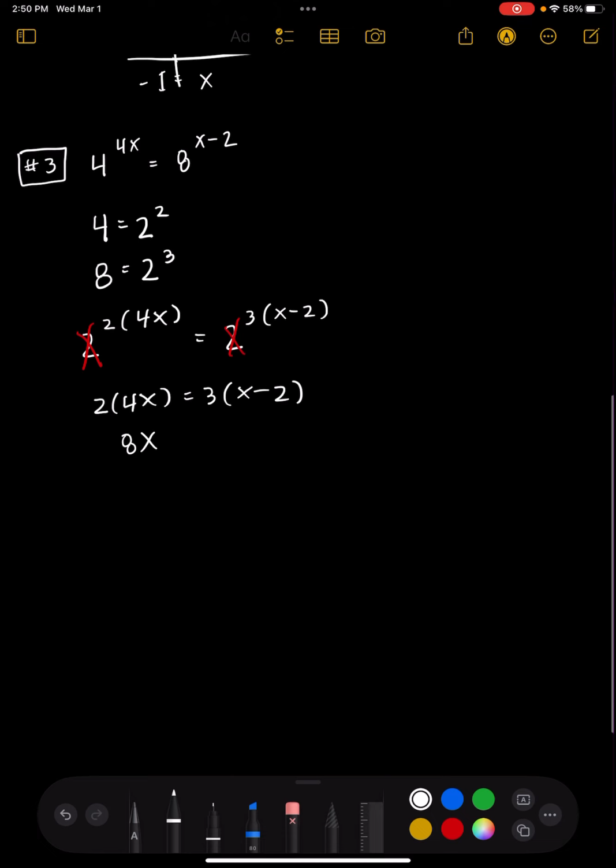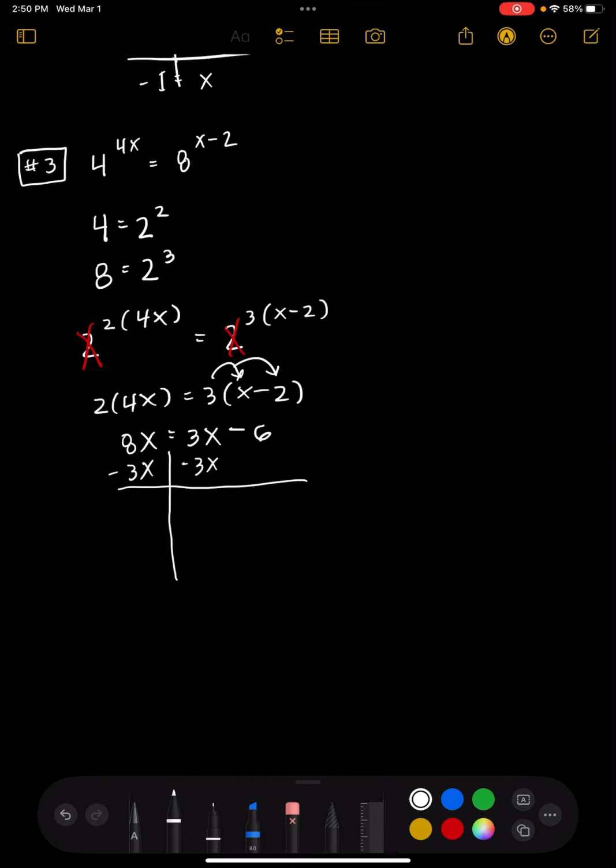I'm going to scroll up a little bit. And then we're going to distribute the 3 inside this parentheses. So 3 times x is 3x. 3 times negative 2 is negative 6. Then we're going to solve for x by getting the x's together. I'm going to subtract 3x from each side. So 8x minus 3x gives me 5x equals negative 6. Then we divide each side by 5. We're going to end up with x is equal to negative 6 over 5, which is my answer.